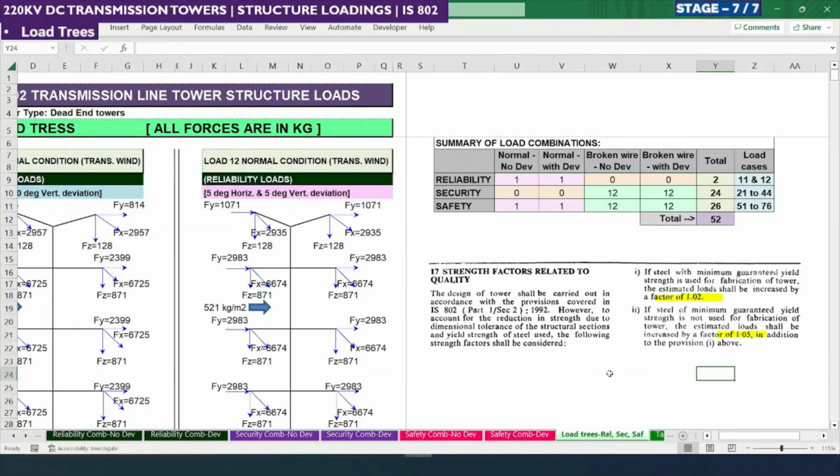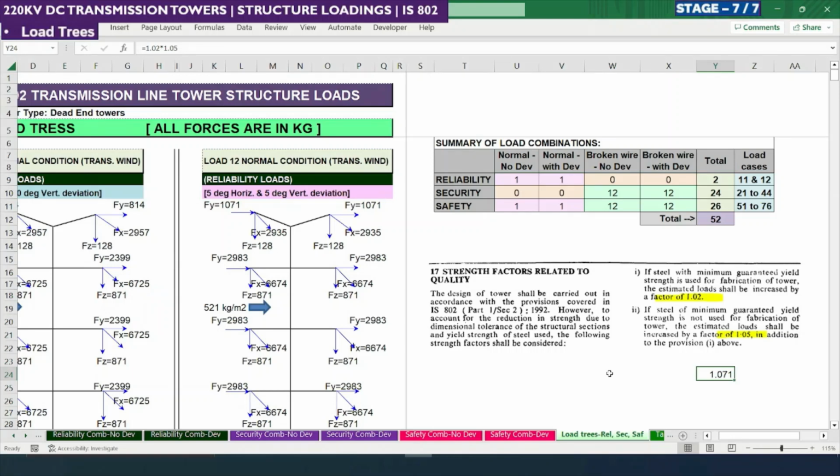The factors we need to consider are 1.02 into 1.05, so it is 1.07. This 1.07 value we need to multiply with all the loads which we are having as a load tree.